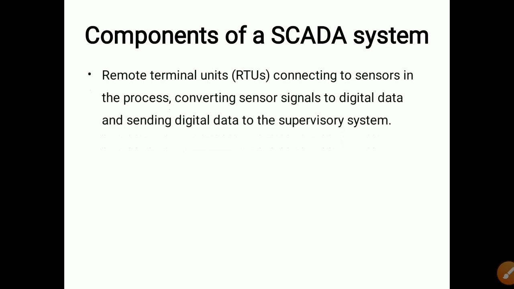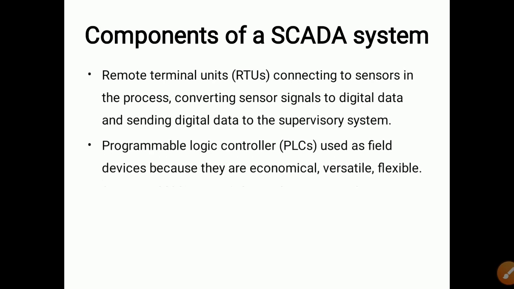Again, there are RTUs, which are remote terminal units, connecting to the sensors in the process, converting sensor signals to digital data and sending digital data to the supervisory system. Suppose one process is there, and the process has many sensors. These sensors are connected to remote terminal units, which convert sensor signals to digital data and send it to the supervisory system. This is the work of remote terminal units.